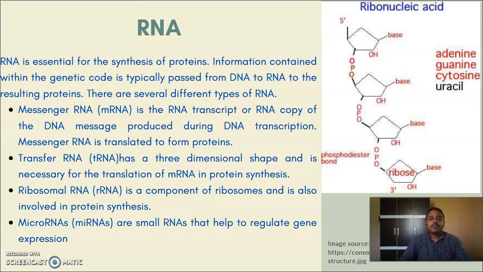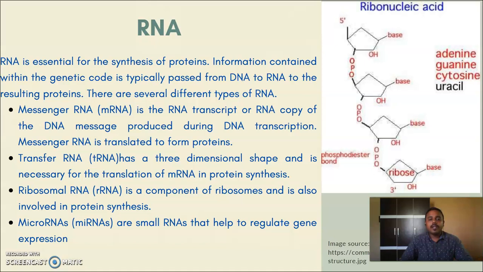There are several types of RNA. There are 4 examples I have given here. The first one is messenger RNA. In short, we call it mRNA, which is the RNA transcript or an RNA copy of the DNA message produced during DNA transcription. Messenger RNA is translated to form the final proteins. So basically, what is this mRNA? mRNA is the Xerox copy kind of thing of your DNA during the process called DNA transcription.